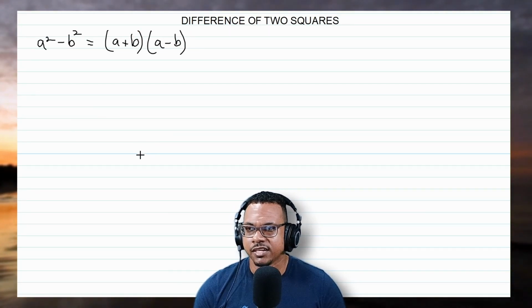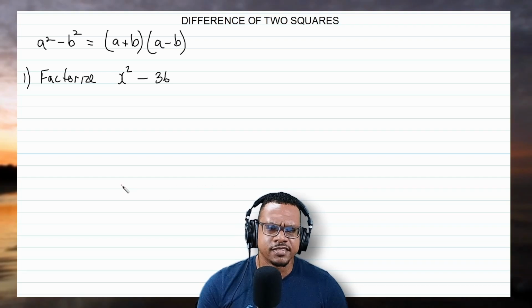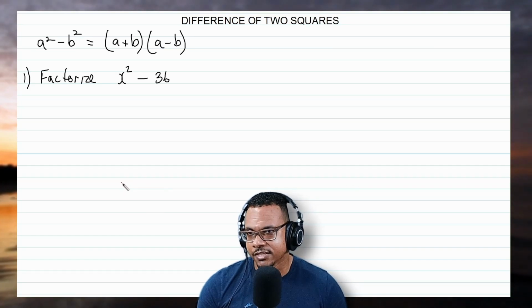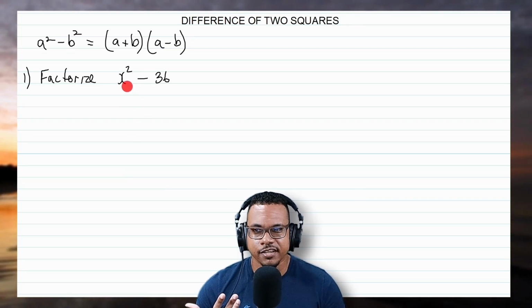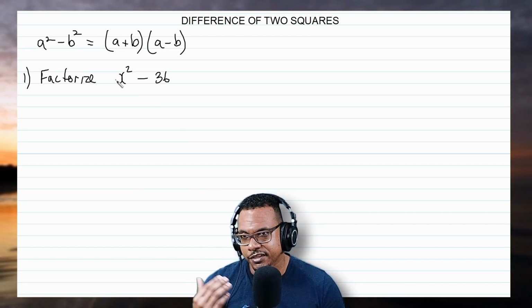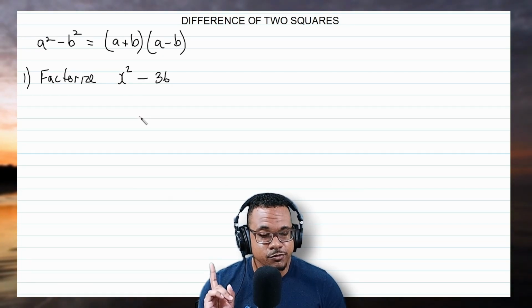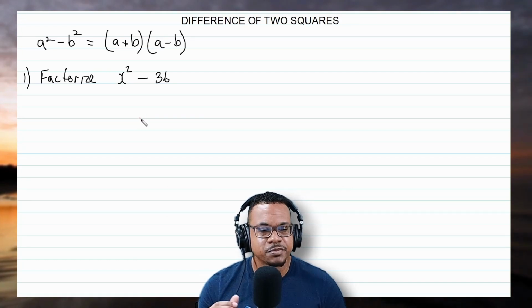So let's see what our question would look like. Alright, so we have x squared take away 36. Now you might ask, well, how to factorize this? There's nothing common. Remember, the first method that we did, those principles still apply.